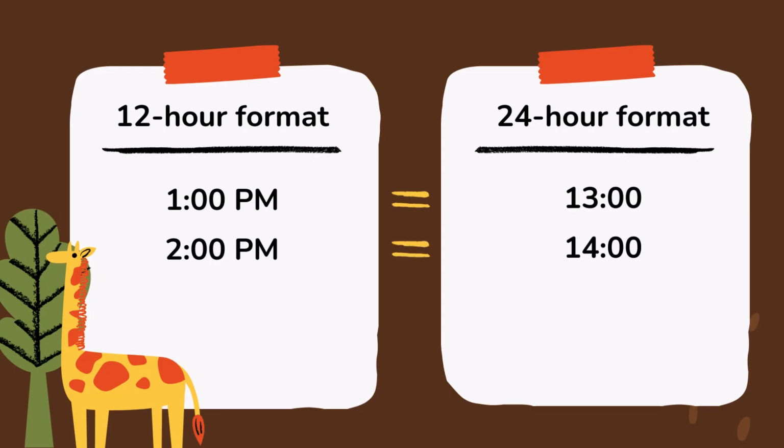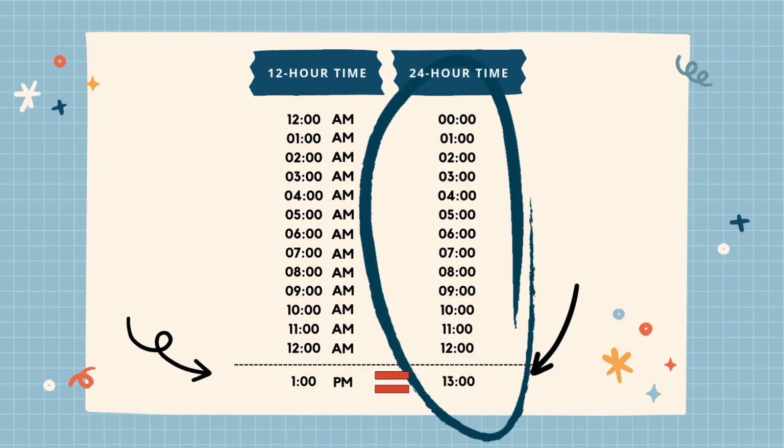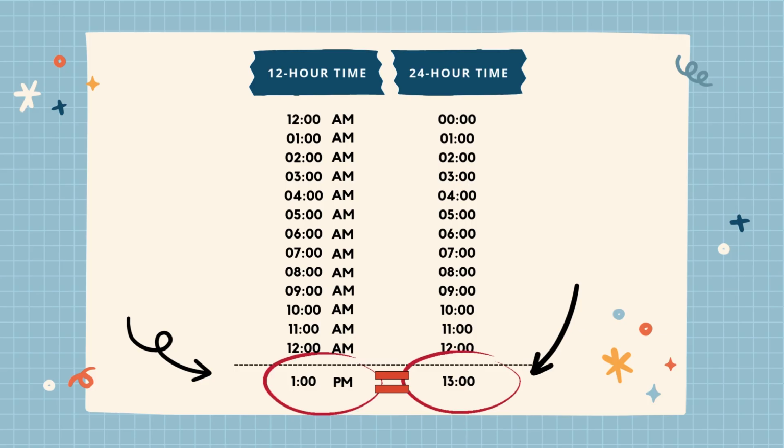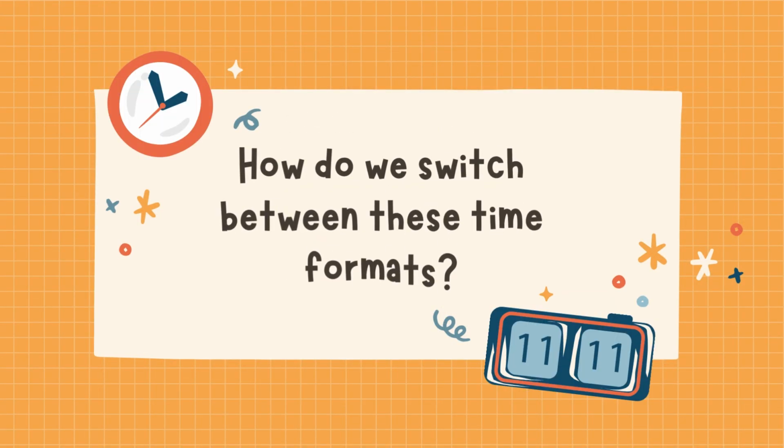2 p.m. is read as 14 in 24-hour format. 3 p.m. is read as 15, and so on. The 24-hour time will not cycle back to count from 1 to 12, but will continue counting the hours until it completes the whole 24 hours in a day. Let's learn in detail about the switch between these time formats.